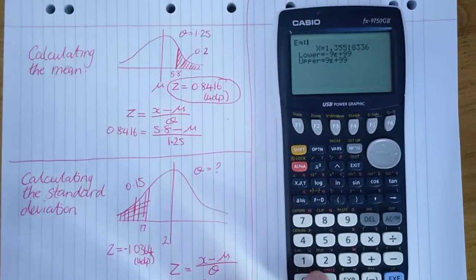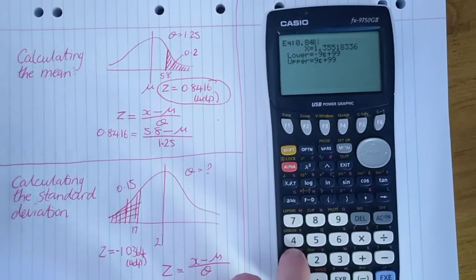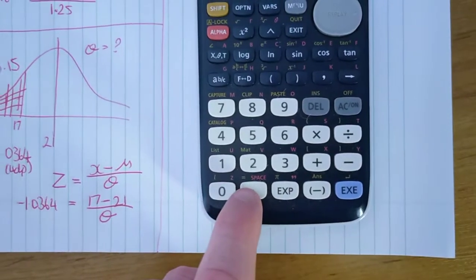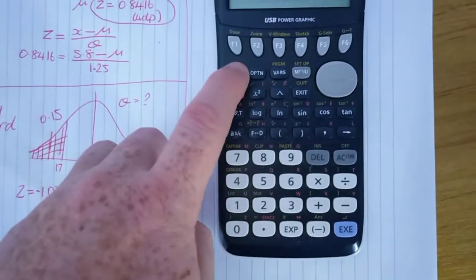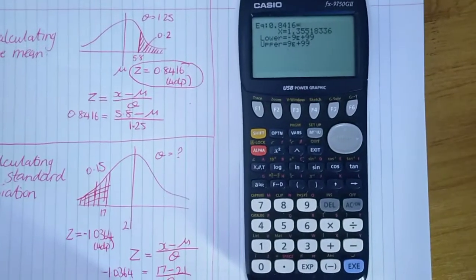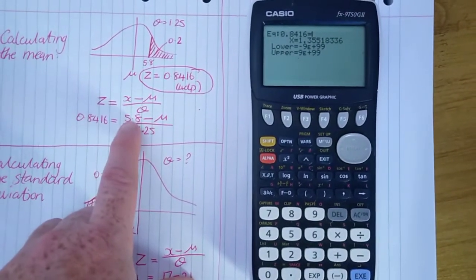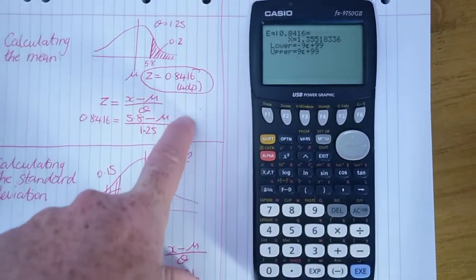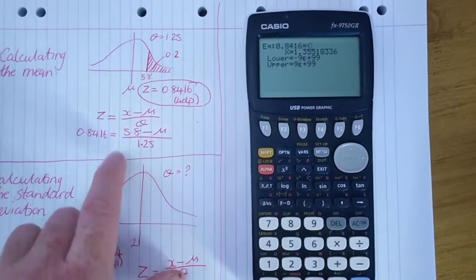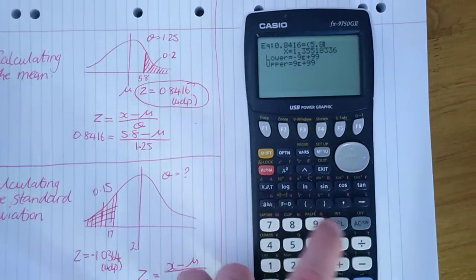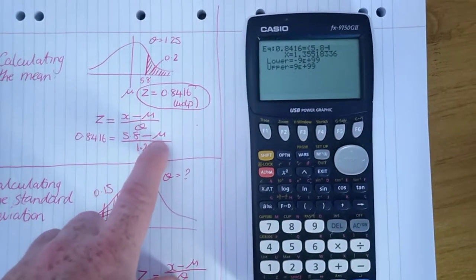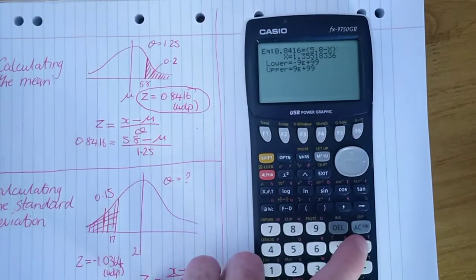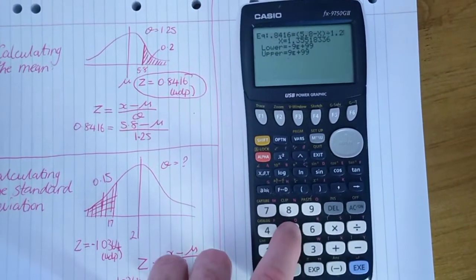So we're going to go 0.8416. That is equal to, so really important, the equal button is the yellow and the dot. So we're going to go shift dot, and you'll see our equal signs come up. That is equal to 5.8 minus the mean. Really important, there is a division here, which means we need to bracket that whole top part. So bracket 5.8 minus, instead of putting in the mean, we're just going to put an x, and we're going to close our bracket, and that's going to be divided by 0.125.